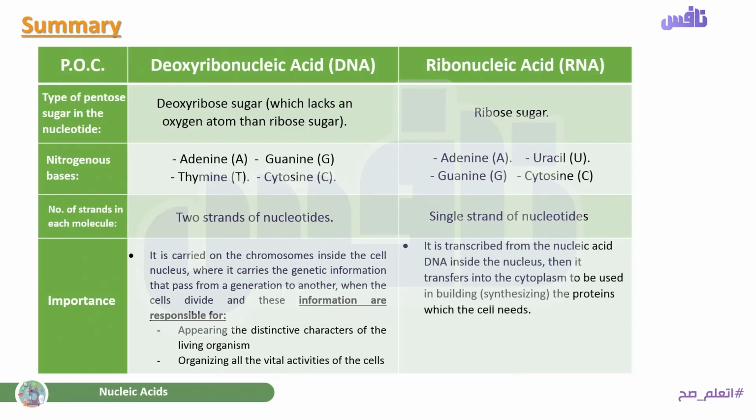But RNA, it's transcribed from the nucleic acid DNA inside the nucleus, then it transfers into the cytoplasm to be used in building the proteins which the cell needs. The proteins are responsible for 2 main things: appearing the genetic traits and organizing the vital activities.